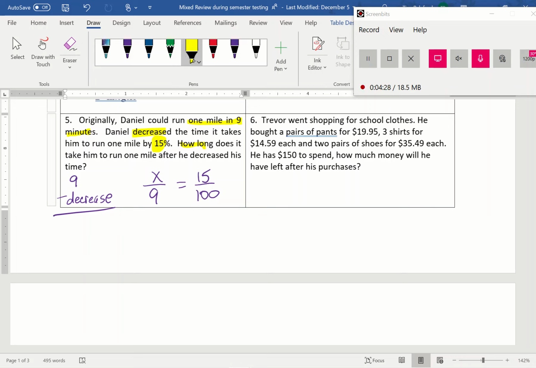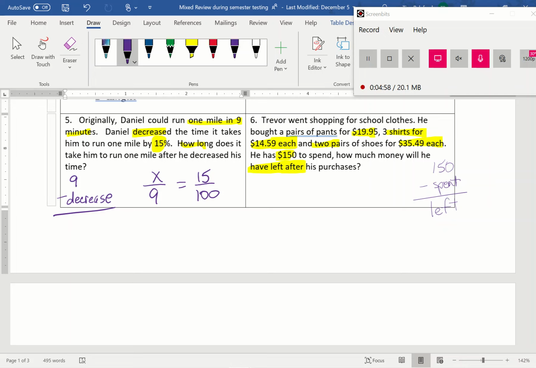Trevor went shopping for school clothes. He bought a pair of pants for $19.95, 3 shirts for $14.59 each, and 2 pairs of shoes for $35.49 each. He has $150 to spend. How much money will he have left? Have left means you're going to subtract. He has $150 minus what he spent, and that'll tell you what he has left.